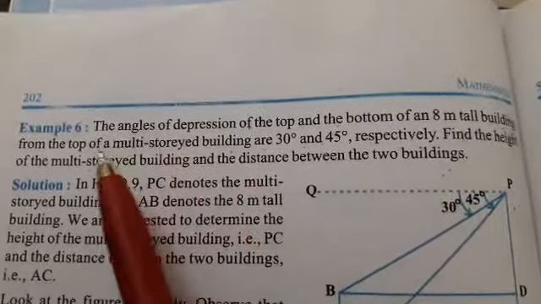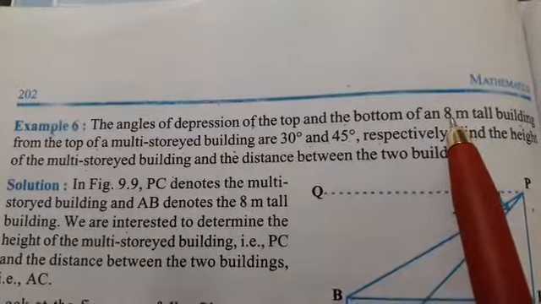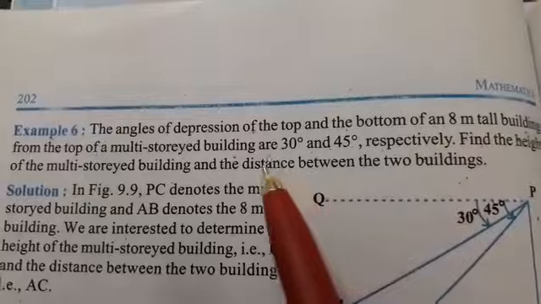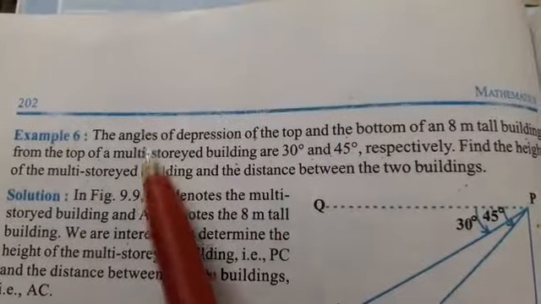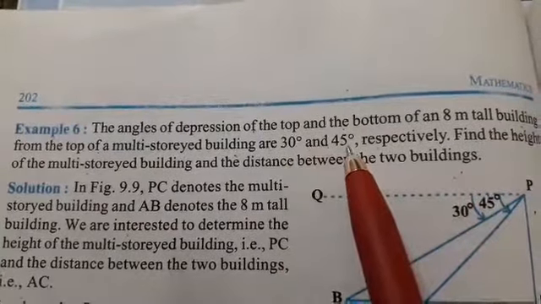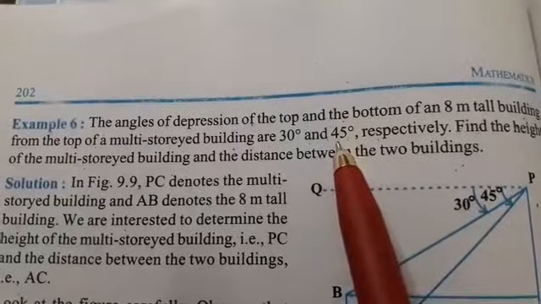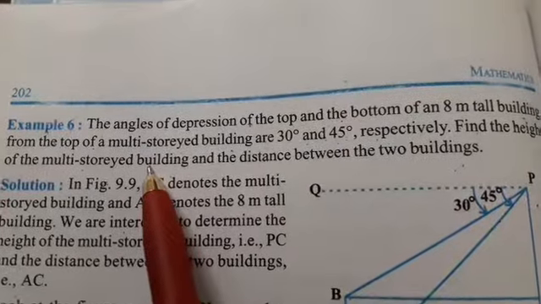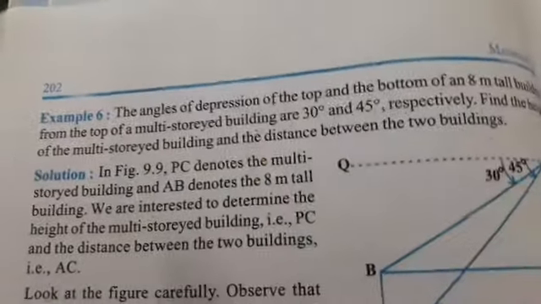Now there are two buildings. One is a multi-storied building and one is an 8-meter tall building. The angles which are formed from this multi-storied building to that 8-meter tall building, to the top and the bottom, are respectively 30 degree and 45 degree. You have to find the height of the multi-storied building, as well as the distance between the two buildings. Okay, so the diagram will look like this.